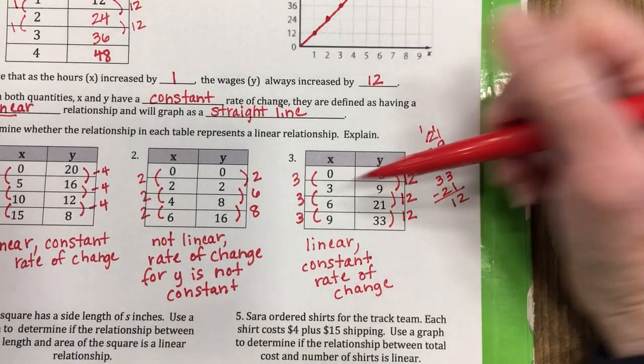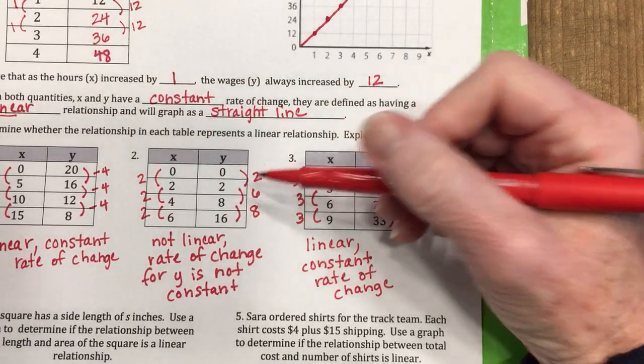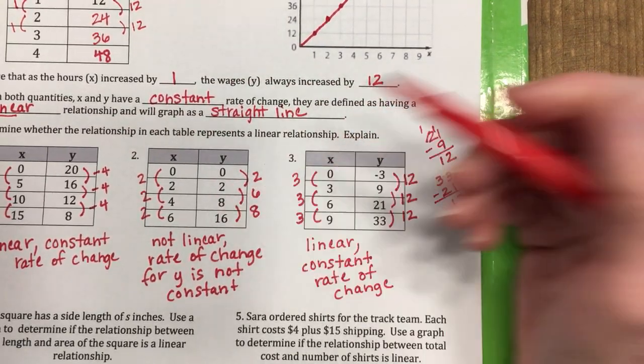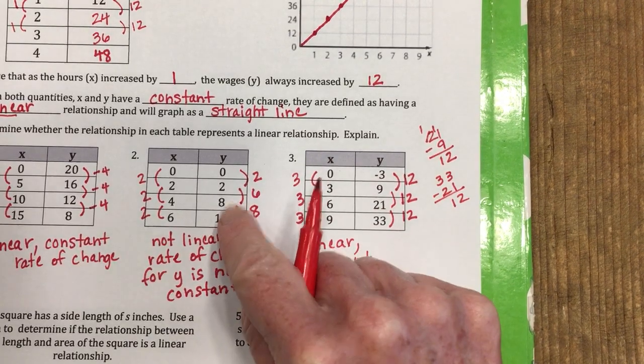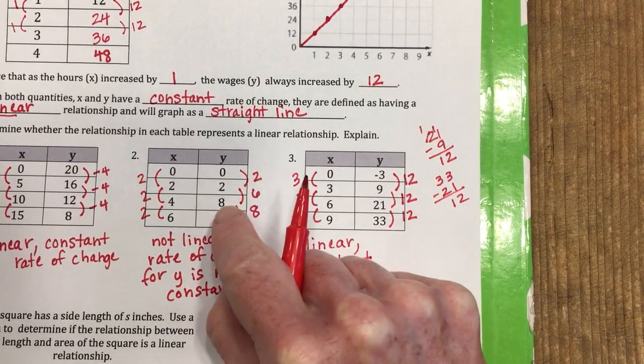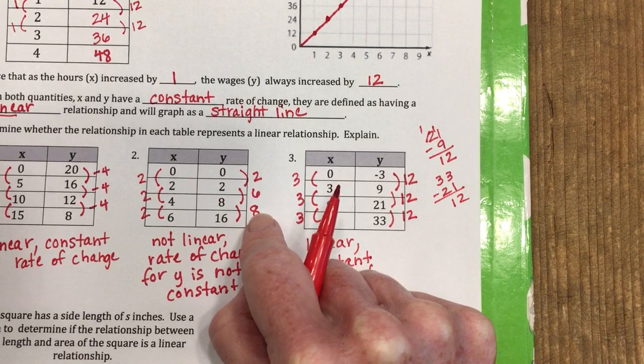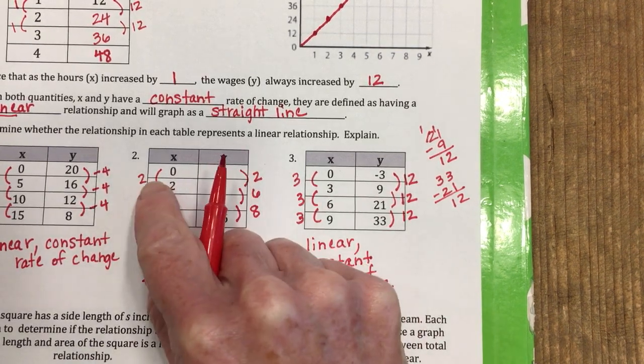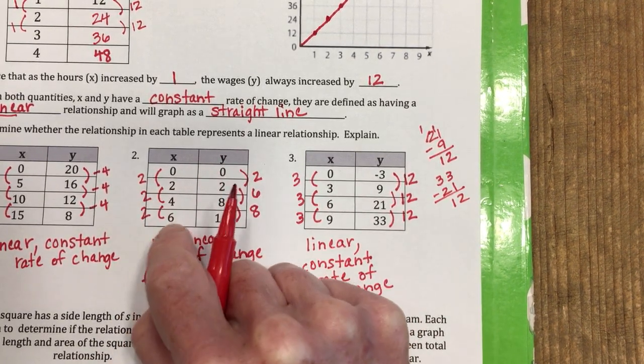And again, this is what I was doing for all of these. The numbers were pretty small, so I was just doing it in my head. But if for some reason you didn't know that, you can always write it out. What is 2 minus 0? 2. What is 8 minus 2? 6. What is 16 minus 8? 8. What is 2 minus 0? 2. What is 4 minus 2? 2. What is 6 minus 4? 2.